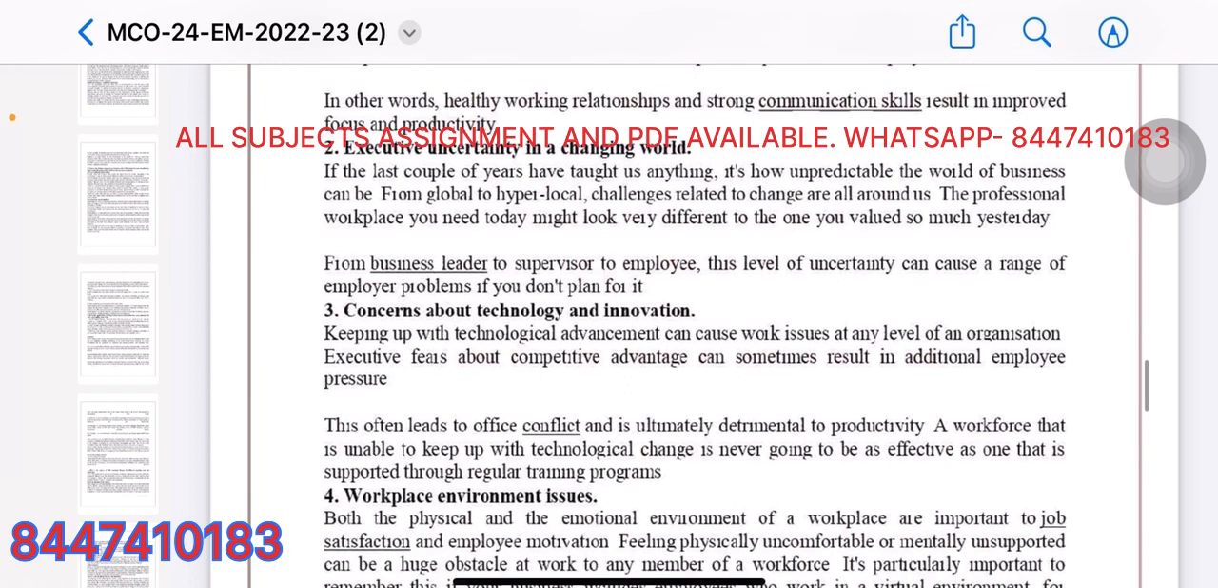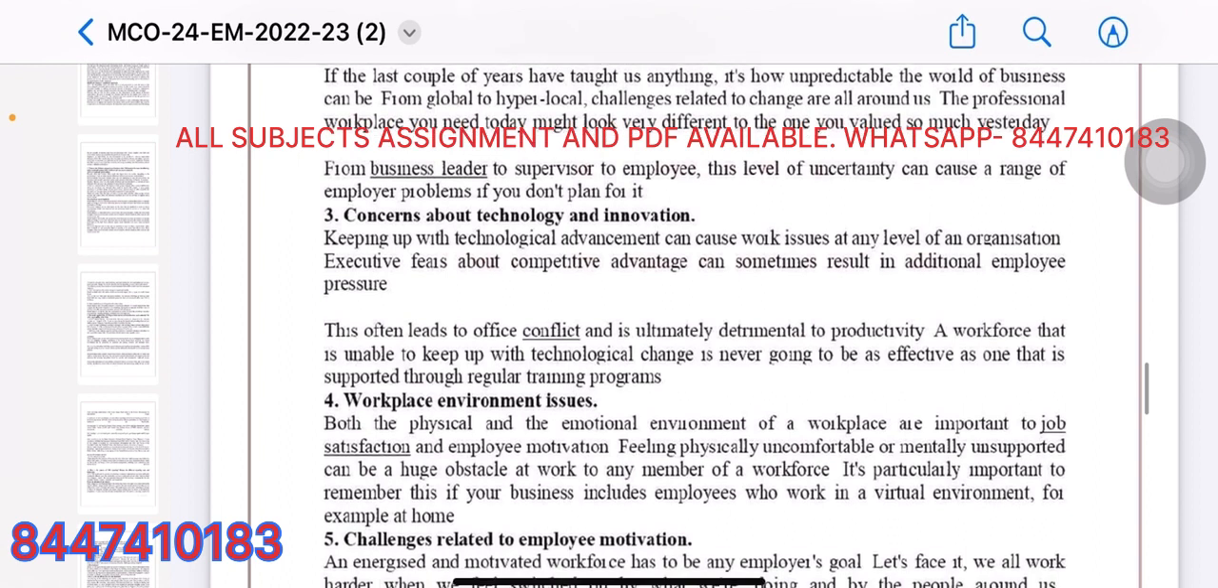Third, concern about technology and innovation. Keeping up with technological advancement can cause work issues at any level of an organization. Executive fears about competitive advantage can sometimes result in additional employee pressure. This often leads to office conflict and is ultimately detrimental to productivity. A workforce that is unable to keep up with technological changes is never going to be as effective as one that is supported through regular training programs.